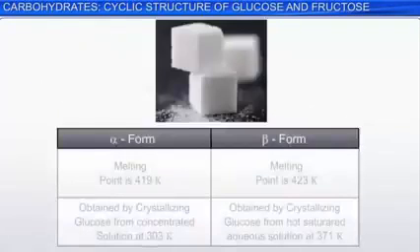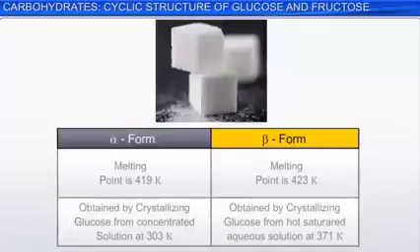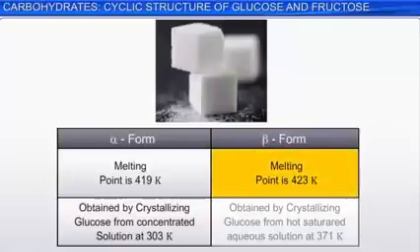Another observation is that glucose is found to exist in two isomeric forms, alpha and beta. The alpha form has a melting point of 419 Kelvin. It is obtained by crystallizing glucose from a concentrated solution at 303 Kelvin. The beta form has a slightly higher melting point of 423 Kelvin. It is obtained by crystallizing glucose from a hot, saturated aqueous solution at 371 Kelvin.